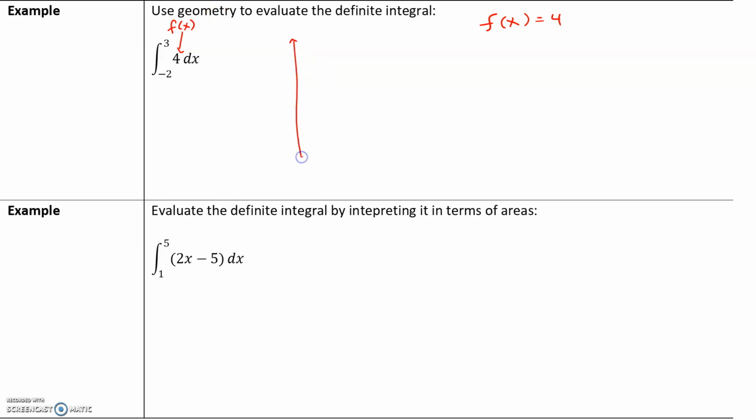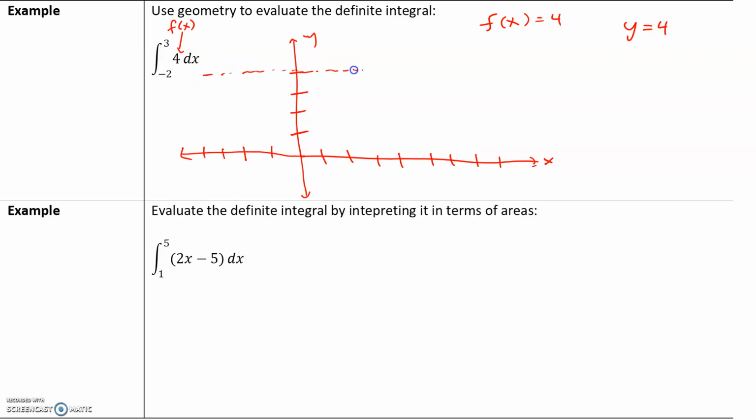So if this is my x-axis and this is my y-axis, I'm going to put some numbers in. We want f of x equals 4. So f of x equals 4 is just the line y equals 4. It's going to be a horizontal line where all the y values are 4. So it's going to look like this. And I should probably do that in a different color. So this line here, this is a line, f of x or y equals 4.